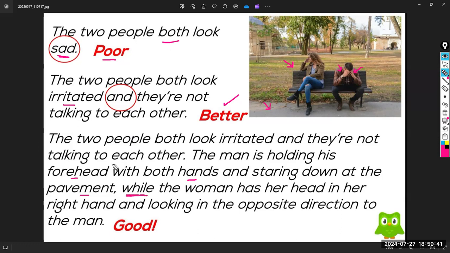I don't want to keep using simple sentences all the time, because in this way I will be really weak and poor. While the woman, the girl, has her head in her right hand and is looking in the opposite direction to the man. Notice that this is really better.